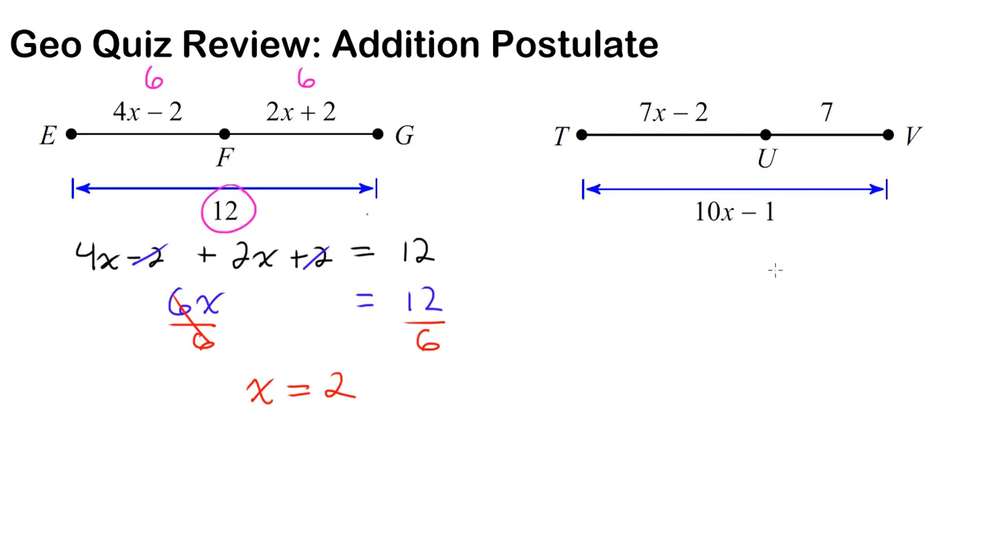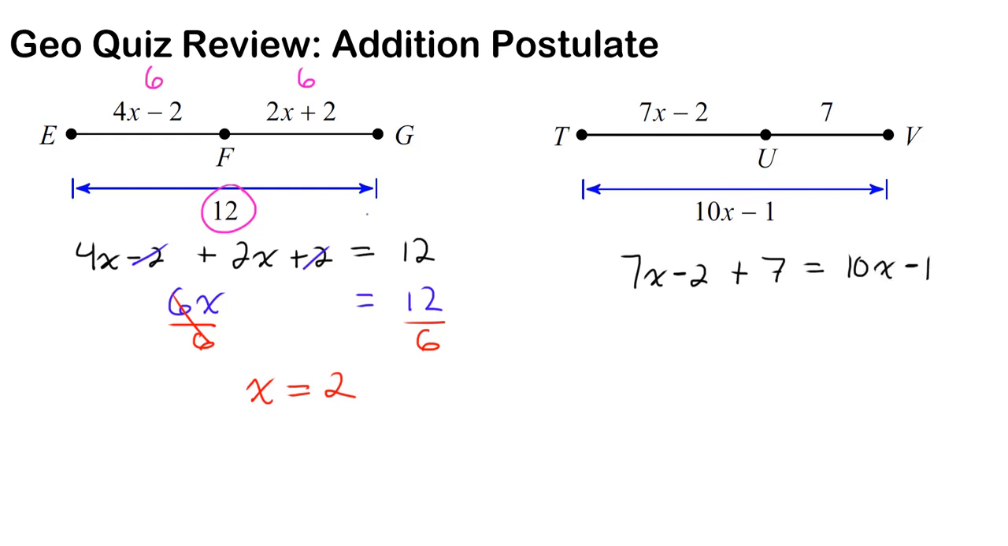So in this next example, we have line segment TV, which is made up of TU plus UV, and the total distance is 10x minus 1. So again, we're going to set up the equation. The length of TU, which is 7x minus 2, plus the length of UV, which is 7, equals the total length of TV, which is 10x minus 1.